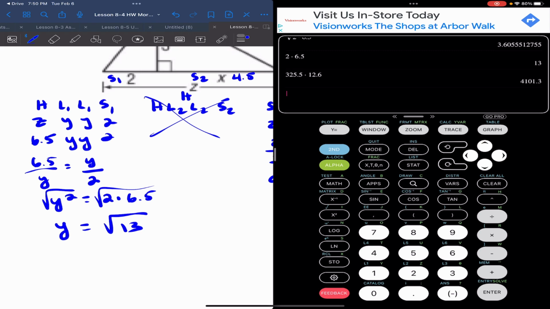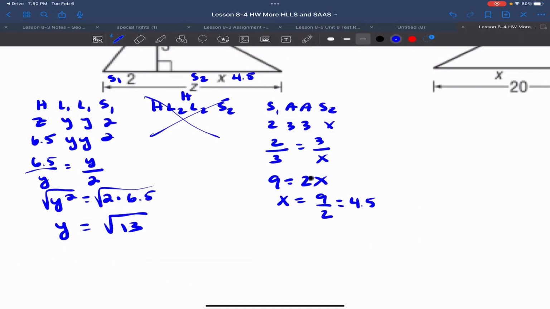If you get something like that, like if you're multiplying these two decimals together, then just take the square root of that number. Actually take the square root of that number. But here, 2 times 6.5, that's 13. What's the square root of 13? Well, that's the square root of 13 simplified. So I don't really necessarily need to go further with that.